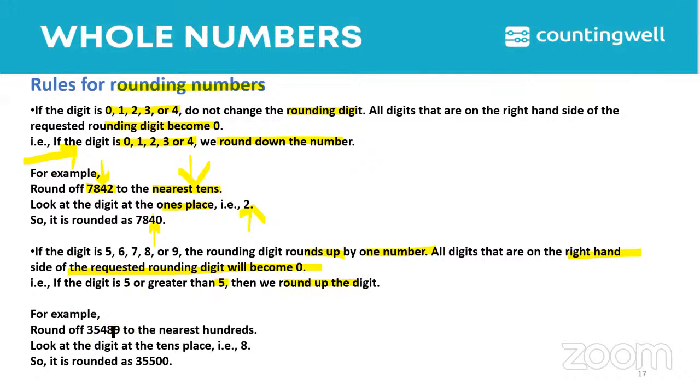So if you want to round off 35,489 to the nearest 100, you have to observe which place? 100 place. And then you have to observe the tens place to apply this rule. We can see 8 is greater than 5. That's why we are rounding up. So we have 35,500. And we are changing this digit. We are changing 4 to 5.